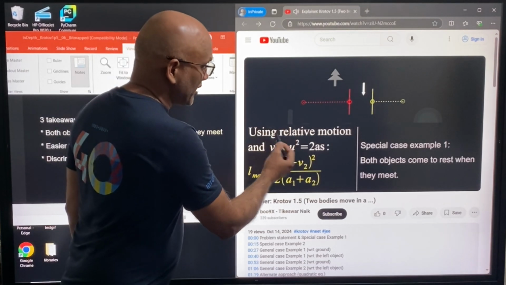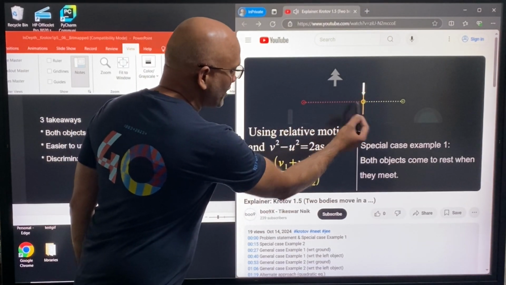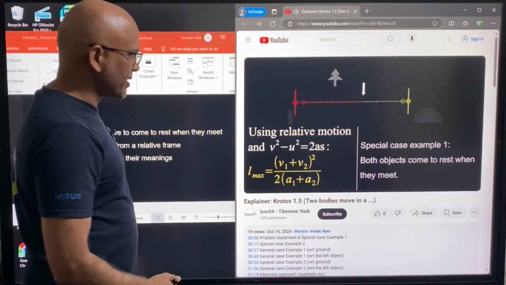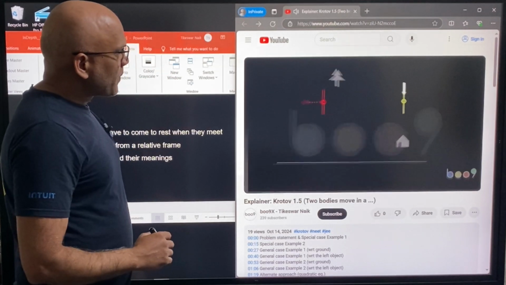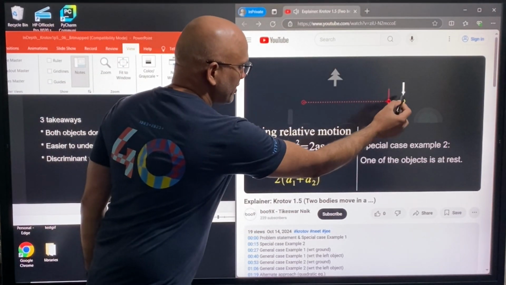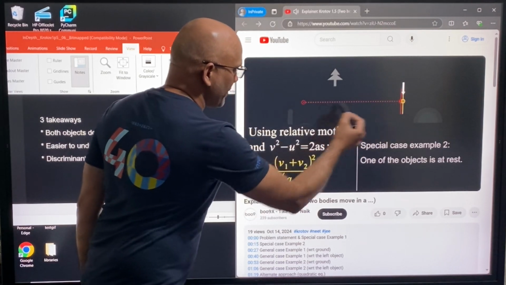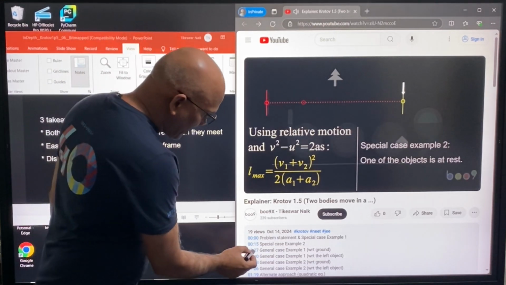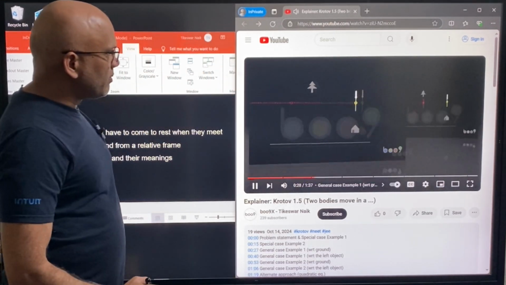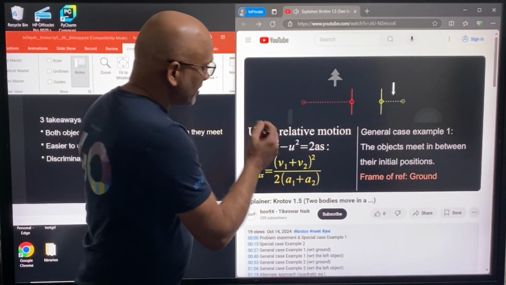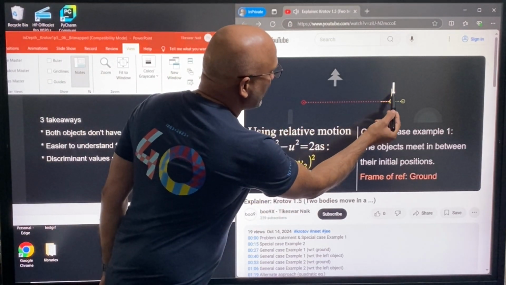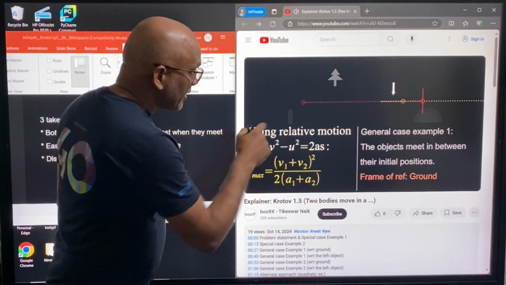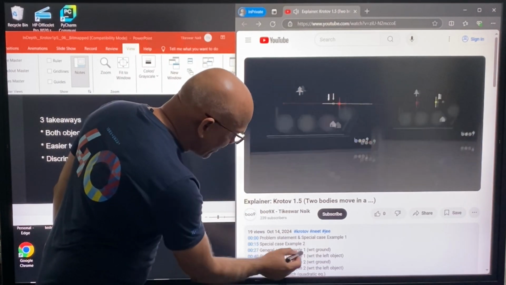So see, this is a special case. They come to rest when they meet, but again, this is the first solution. This is the special case. I'm showing another special case when this object is at rest and this just goes, meets, and comes back. Now let's look at the more general case. See, they meet here, but both the particles are moving, right? This is easier to see from the relative frame of reference.